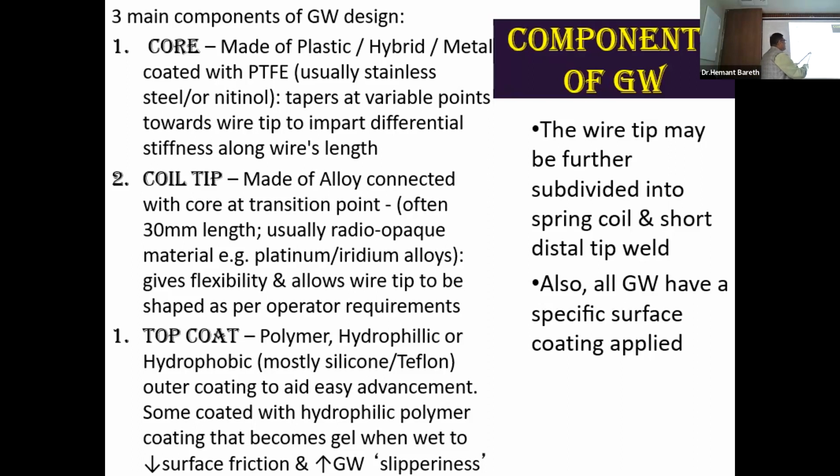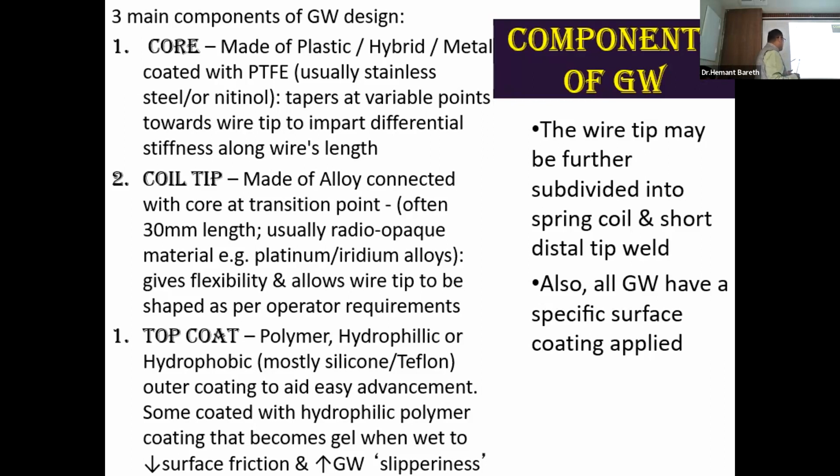The alloy uses platinum iridium, which not only gives the strength to the tip, but also gives flexibility, allowing it to take different types of bends or go into the side branch, and also allows the wire to be shaped by the operator. If you have only stainless steel wire, you can imagine how difficult it will be to shape that wire. So if you have a coil tip, from where it is connected to the core, you may be able to bend it. And so that is the importance of having a coil tip.